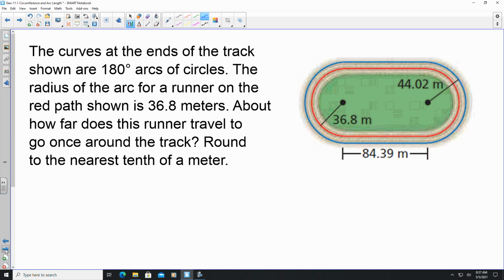Here it says the curves at the end of the track shown are 180-degree arcs of a circle. The radius of the arc for a runner on the red path is 36.8 meters. About how far does this track travel? They go once around the track, and they want you to round to the nearest meter. Okay.